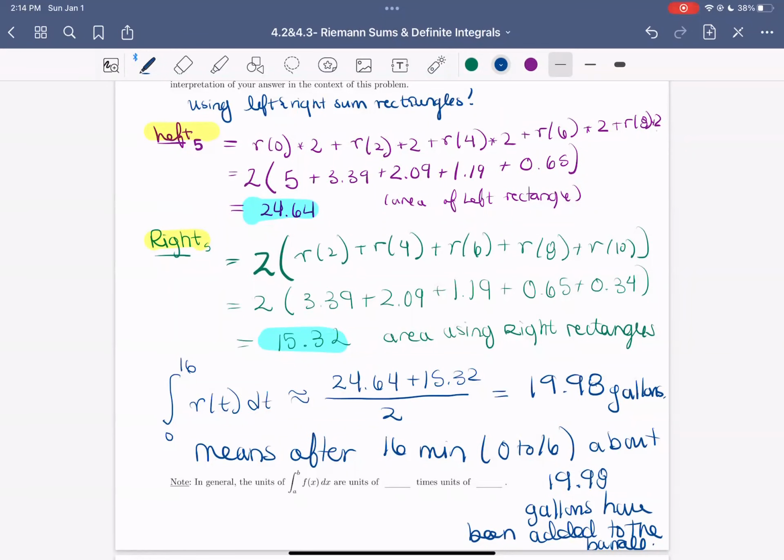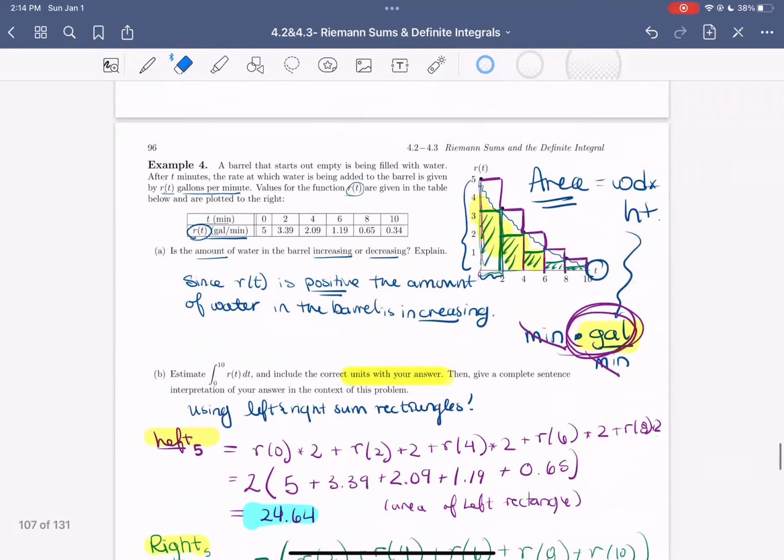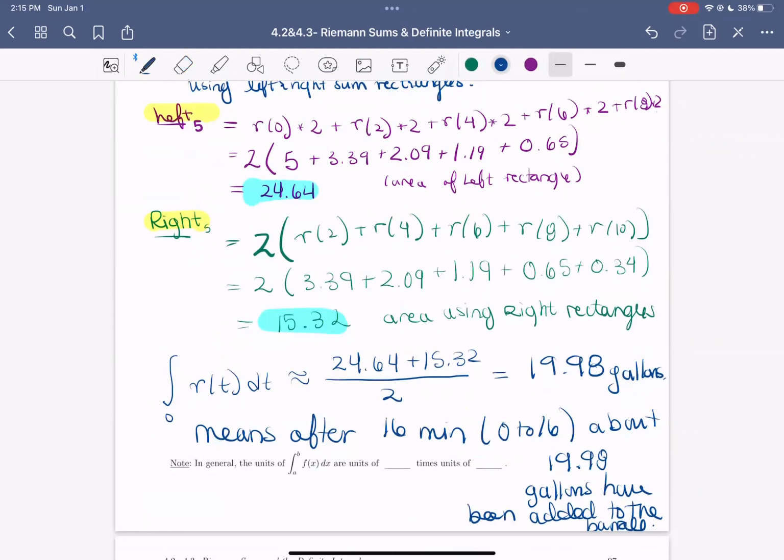Quick update I just want to make in this video. So the 16, we saw 16 pop up. That was just runoff from the previous example. This integral should be here. I'm going to use a red so we can really see it, just 0 to 10. And then this means after 10 minutes, from 0 to 10 minutes, we have that almost 20 gallons have been added to the bucket.